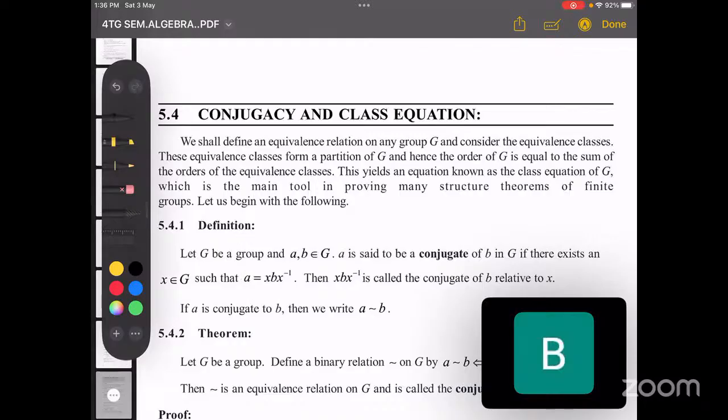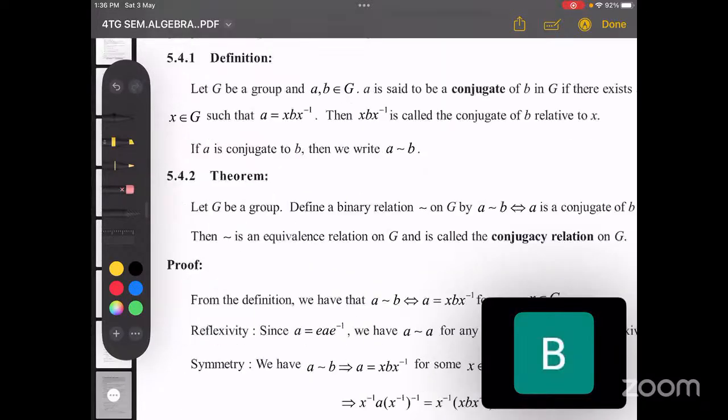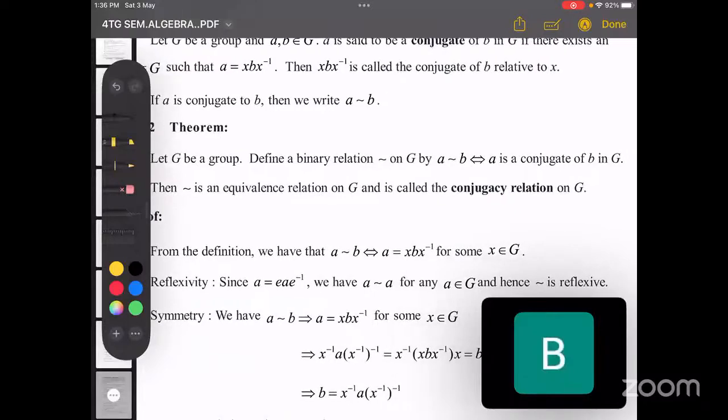That is, A is equal to X B X inverse. A and B are elements in group G, and we are taking X as an element from G. Then X B X inverse is called the conjugate of B relative to X. If A is conjugate to B, then we write it symbolically, that is, A is conjugate to B. So this is the definition of conjugate elements.